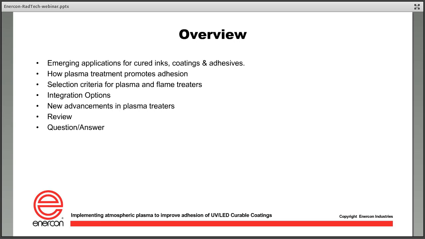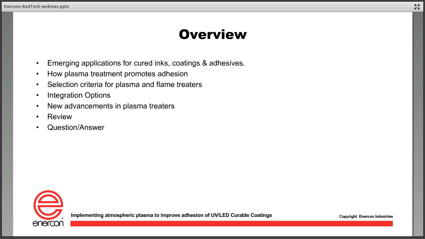I'm going to talk a little bit more about how plasma treatment is going to help adhesion to different substrates. We're all working with different materials and that's changing on an everyday basis. Then how you actually go about selecting the plasma and flame treating equipment, and how you are going to integrate it into your existing or maybe new operations or applications.